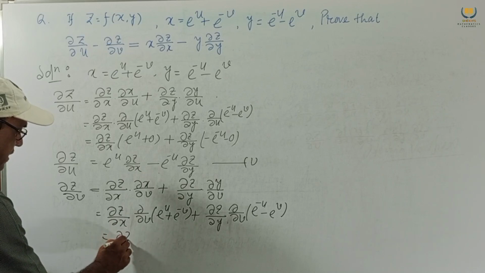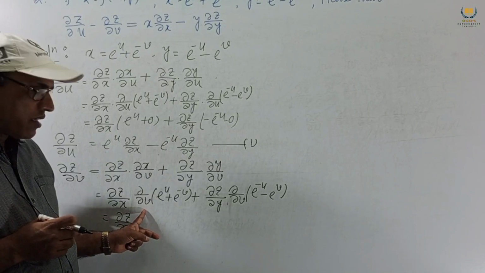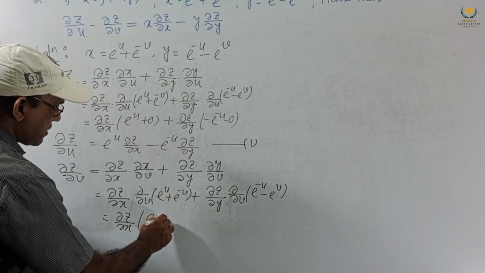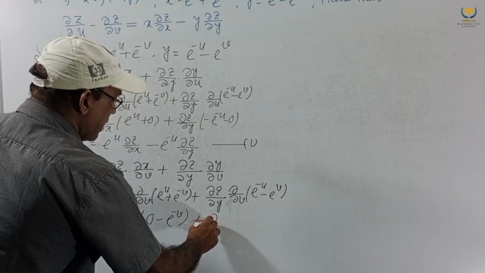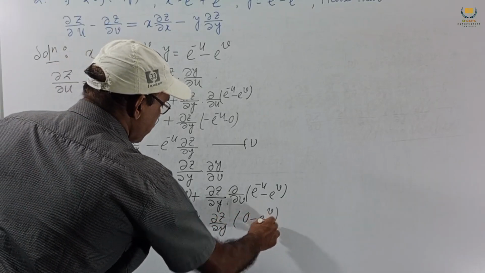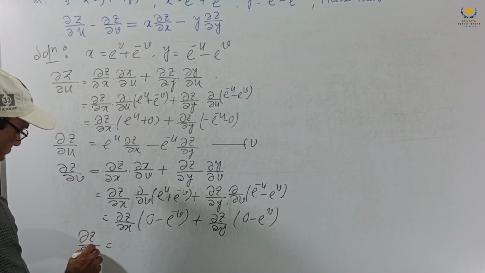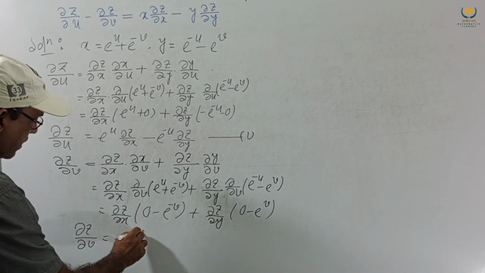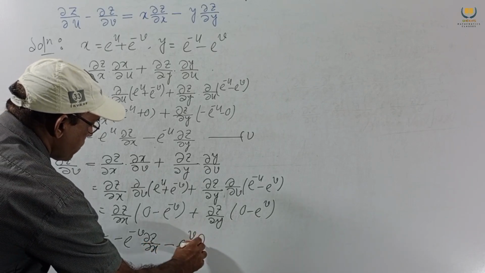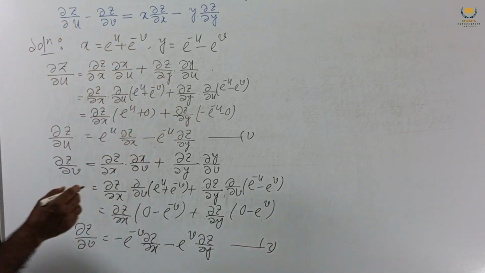And this is del x del v. We differentiate partially with respect to v, v is variable and u is constant. First one 0, and if we differentiate this, minus e to the power minus v. And del y del v, this is 0, this is minus e to the power v. Ultimately we get del z del v equals minus e to the power minus v del z del x minus e to the power v del z del y. This is number 2 we get.